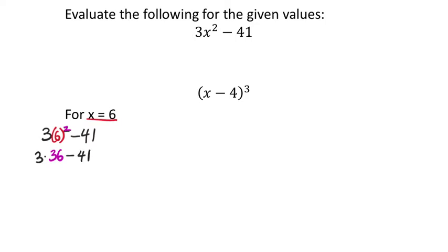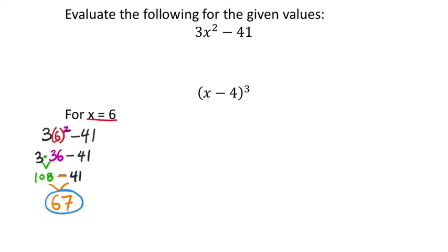Now we have multiplication or division from left to right. And I see the multiplication there. 3 times 36 should be 108. Now minus 41. And while I probably should be able to do that in my head, 108 minus 41 on the calculator is just as good. And when I do this subtraction, it gives me 67.